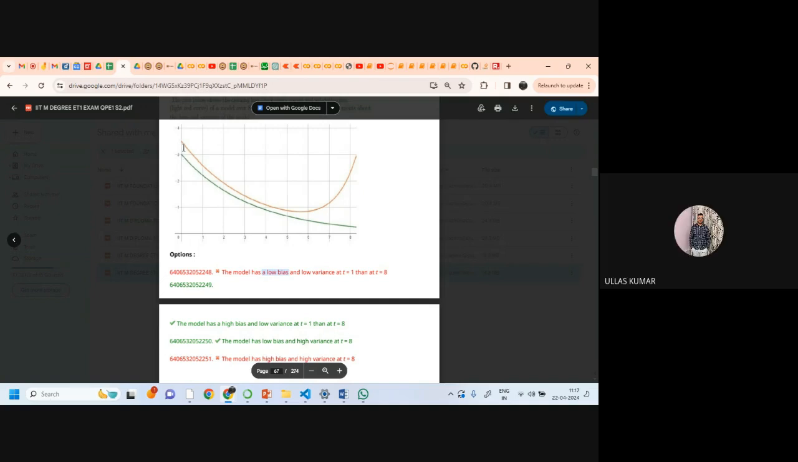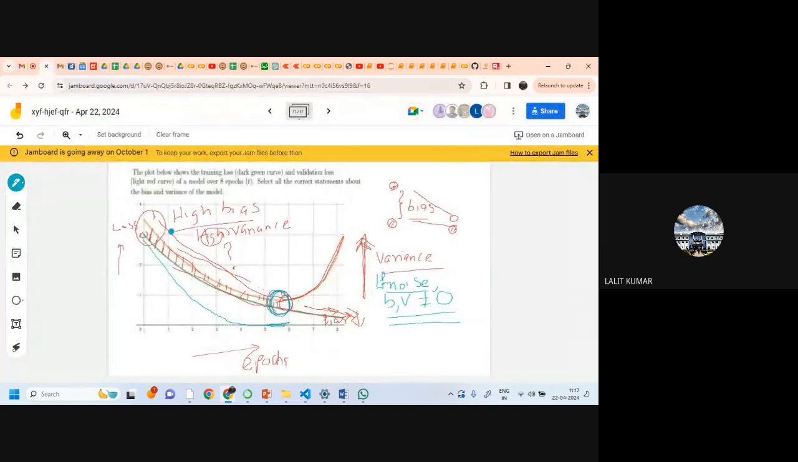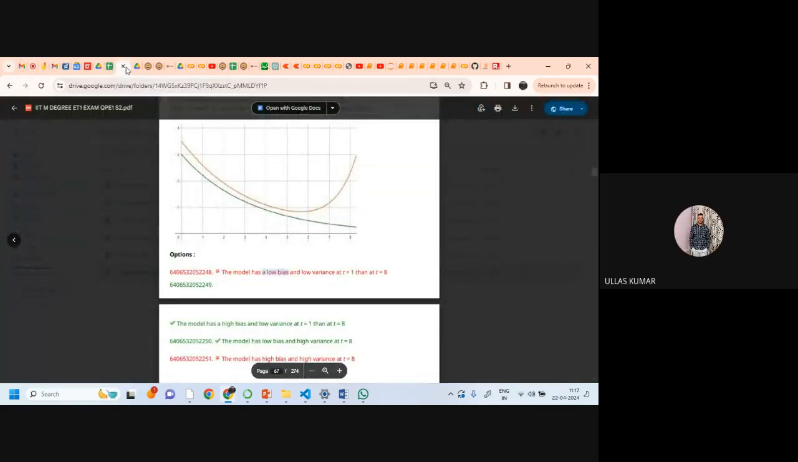You are saying that we can't conclude about the variance. But variance, if we see this difference, is basically how much we are varying. In comparison to t equal to 8, where the variance has become very high, this is low. It is relative, so that's why they're asking. So the model has a high bias and low variance at t equal to 1, then at t equal to 8. That is true.